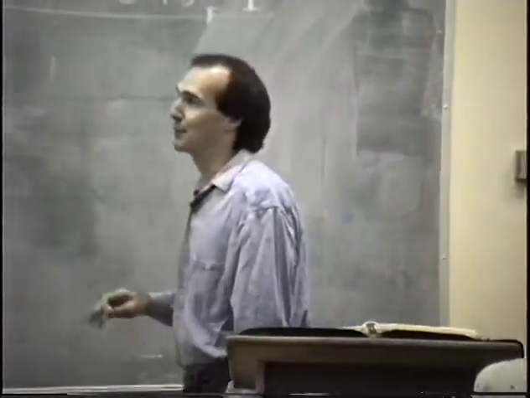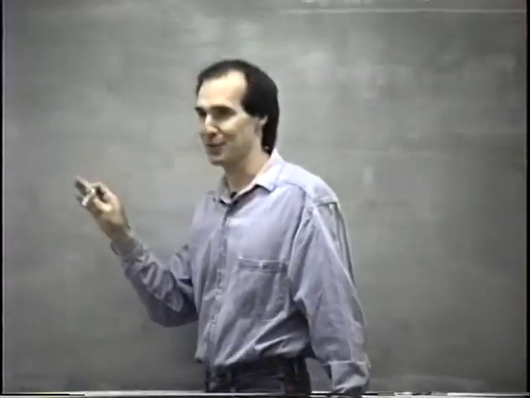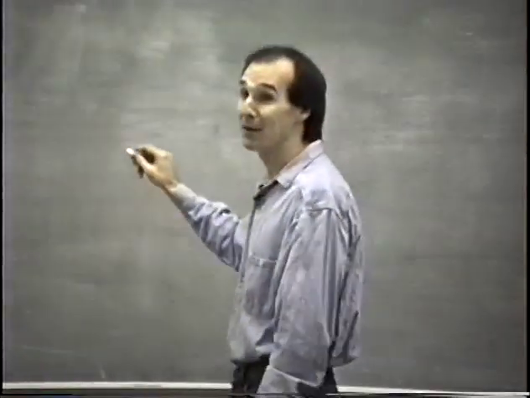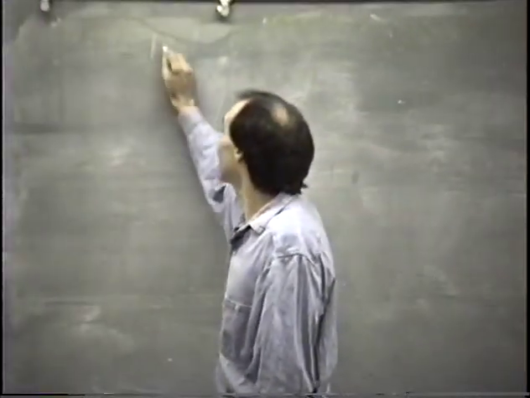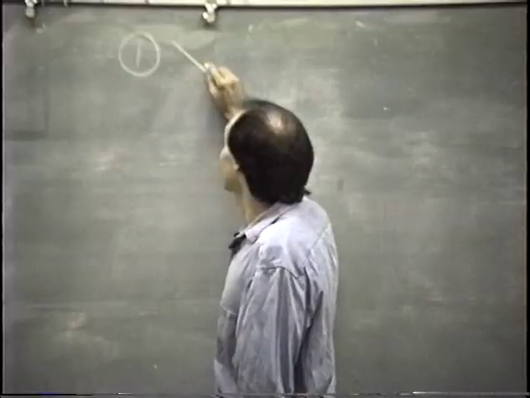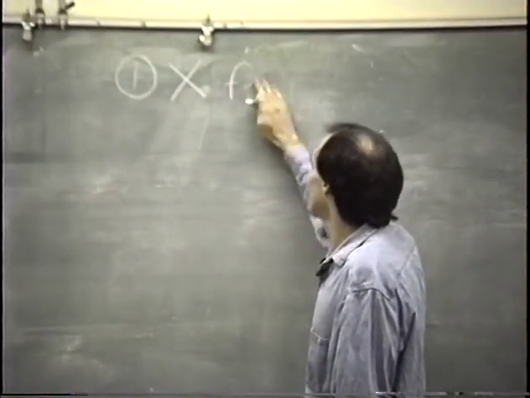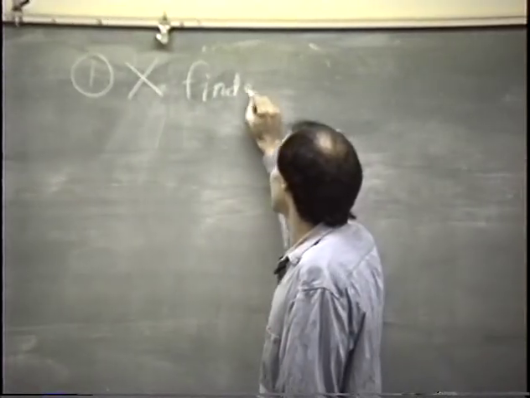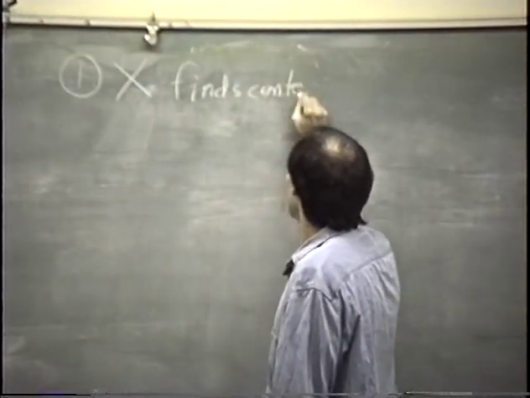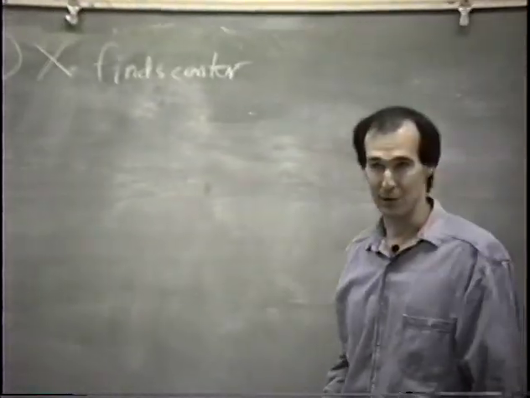System number 1. I'm going to try to do these left to right on the board here. I may fail, but I'll do the best I can. System number 1 I call cross diagonals, or X, finds the center. You already know about this.